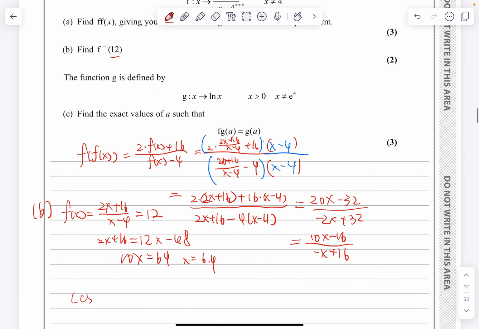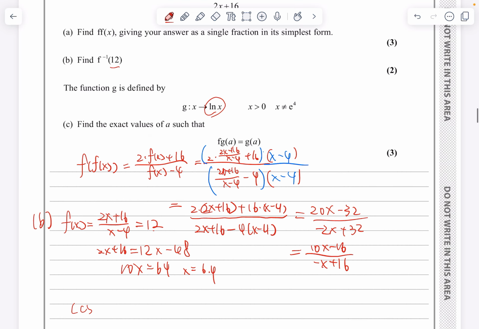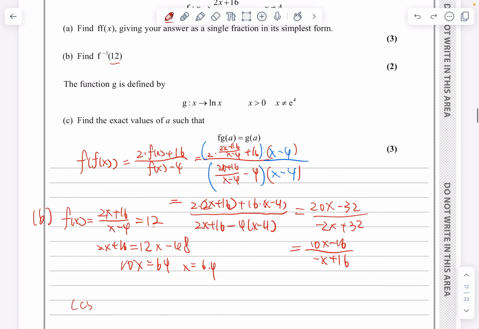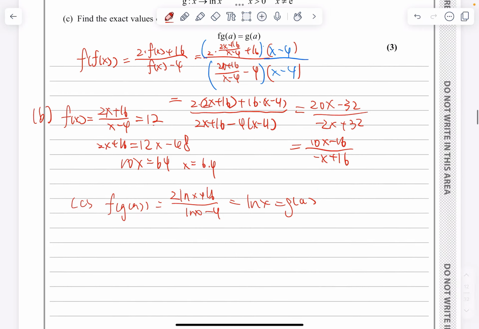Let's continue. Find the exact values of a such that f(g(a)) equals g(a). So g(a) here is ln x. And that means f(g(a)) equals (2 ln x plus 16) over (ln x minus 4). And then equals g(a), right? Equals g(a) means equals ln x. How do we do this?